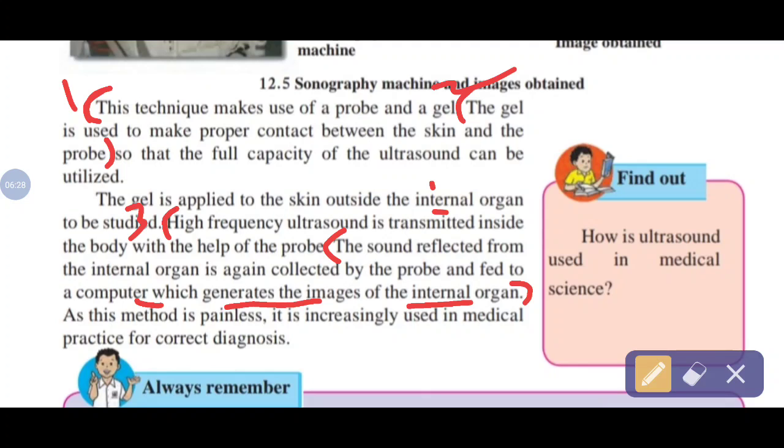As the last line says, as this method is painless, without any pain, it is increasingly used in medical practice for correct diagnosis. Clear? Next.